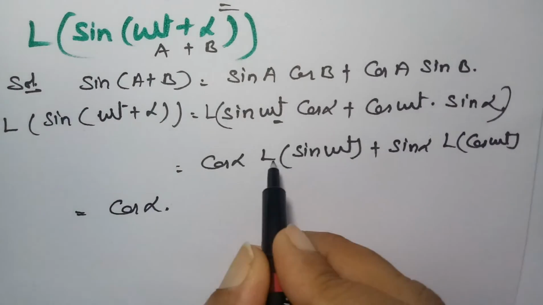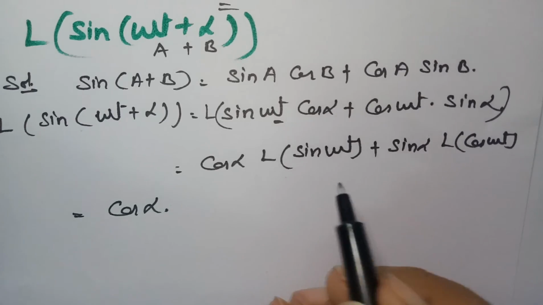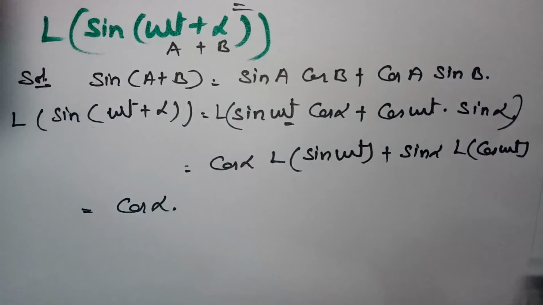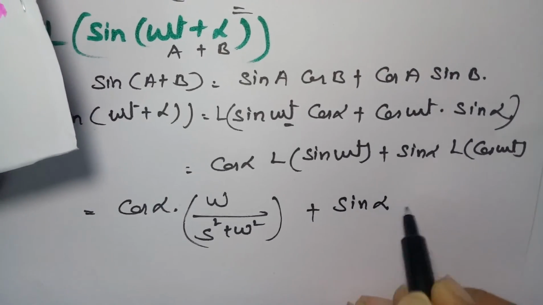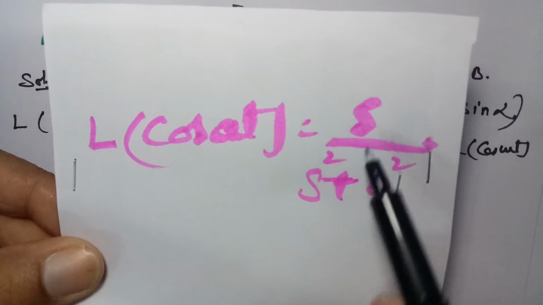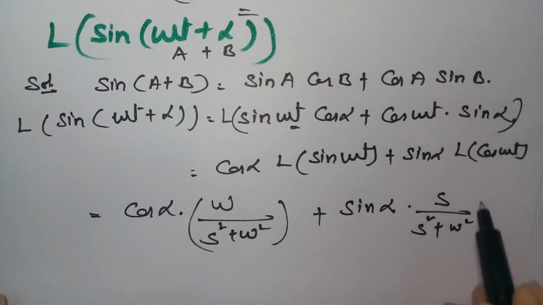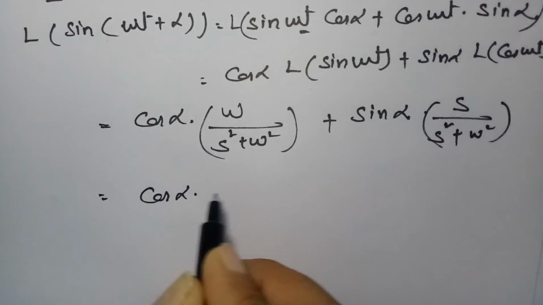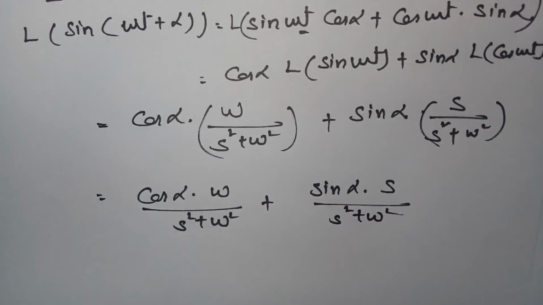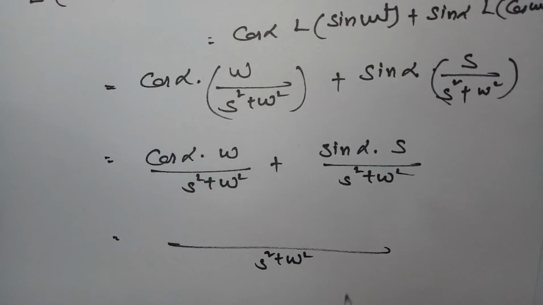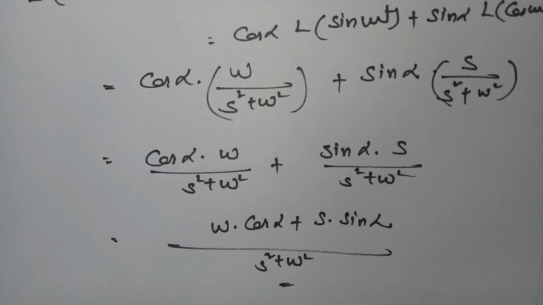See here, sine omega t, what is sine at? I said sine at is nothing but a by s square plus a square. Sine at is equal to a by s square plus a square. Here a is equal to omega, so omega by s square plus omega square, plus sine alpha. What is cos at? Always s will be in the numerator, s by s square plus a square. So I am writing s by s square plus, what is a here? Coefficient of t is omega, therefore omega square. So this is cos alpha omega by s square plus omega square plus sin alpha into s by s square plus omega square. If I take s square plus omega square as LCM, then omega cos alpha plus s into sin alpha. So this is the solution we got after substituting.